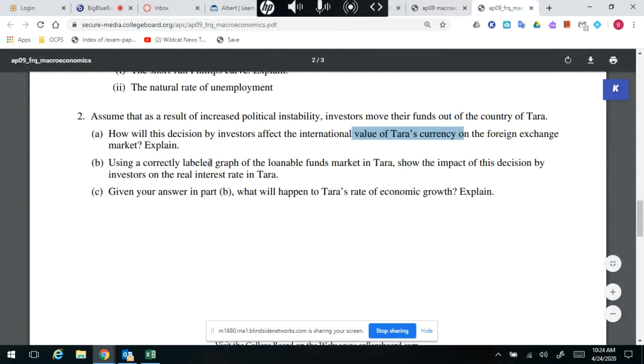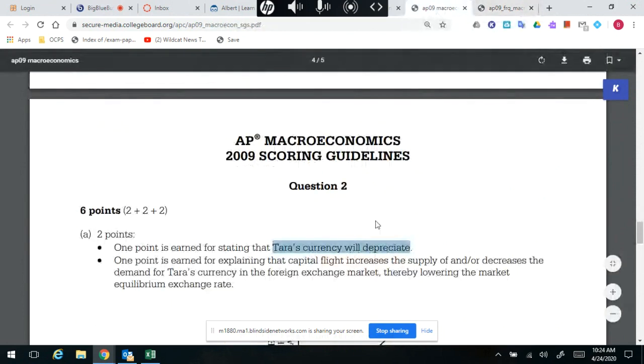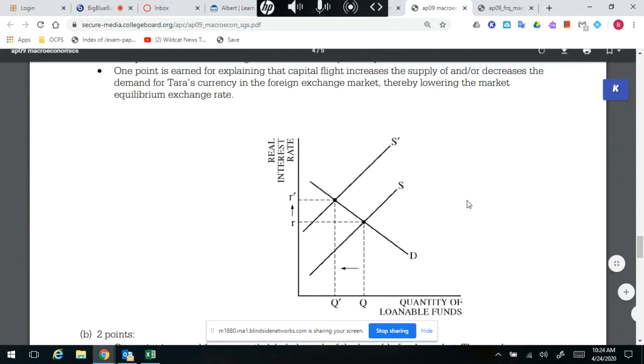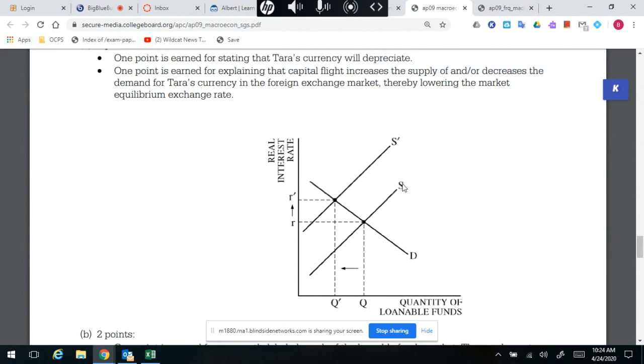Using a correct little graph of the local funds market, show the impact of this decision by investors on the real interest rates. So if foreigners are taking their money out of their economy, that means there's going to be less supply of local funds. Foreigners have the ability to add extra money to the local funds market, or they can take their extra money out of that economy.